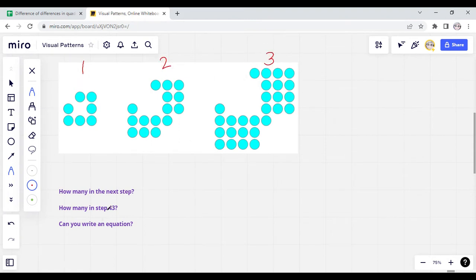And the challenge here is to look at this and be able to predict how many of these blue circles are going to show up in step number four. If you can do that, can you predict how many will show up in step 43? And along the way, could you write an equation to predict the number of circles in any step at all? So that's the challenge. If you'd like to accept it, pause the video, see how it goes.